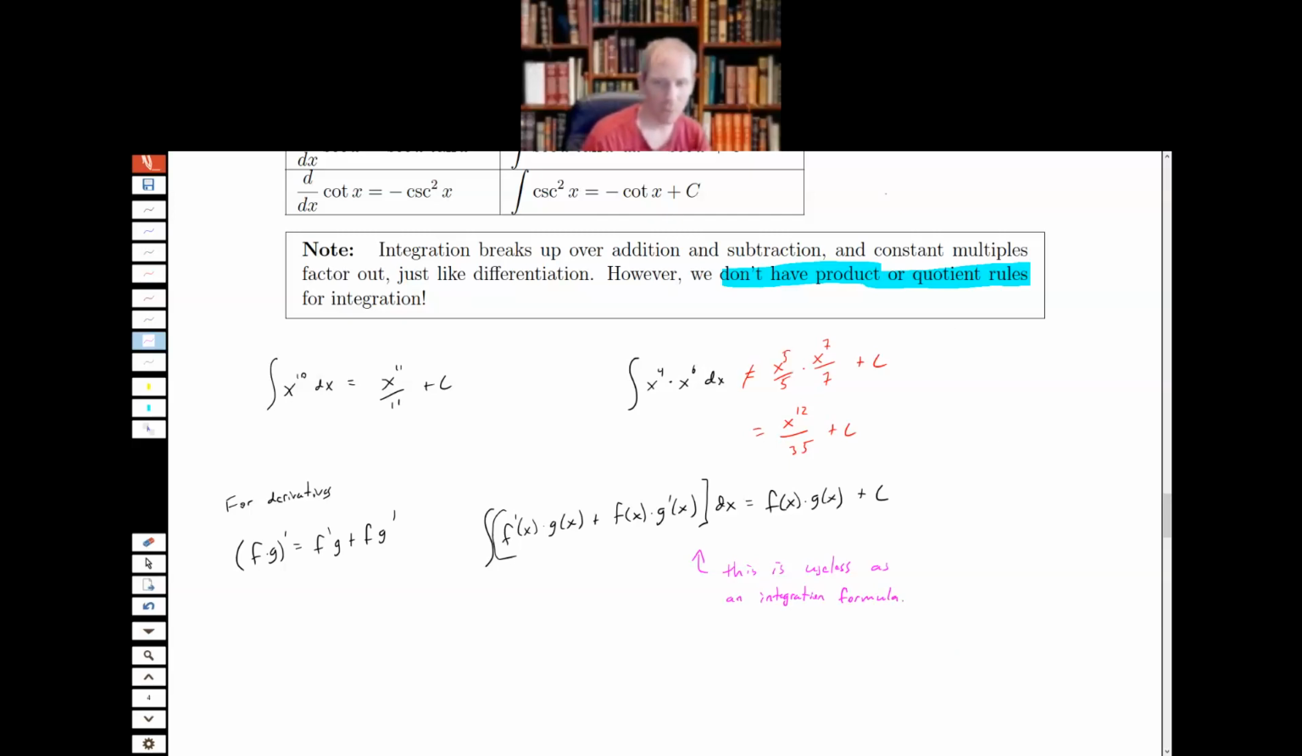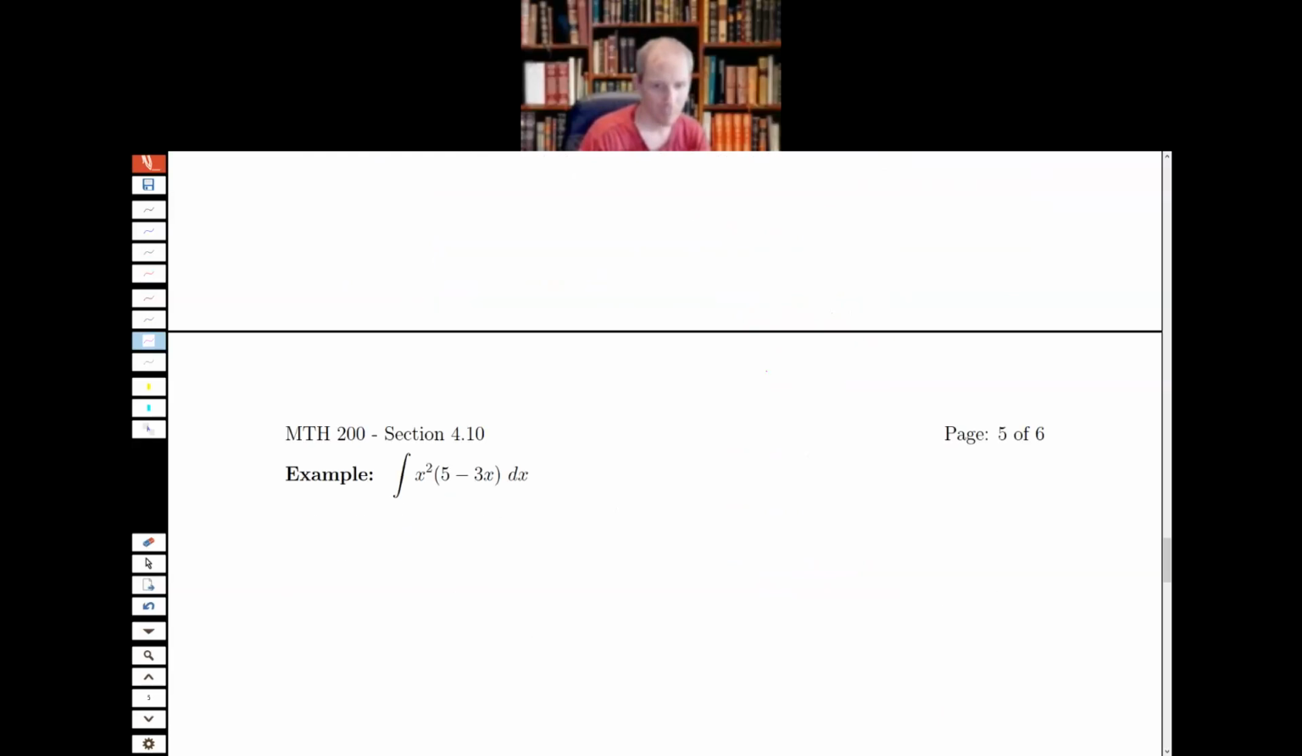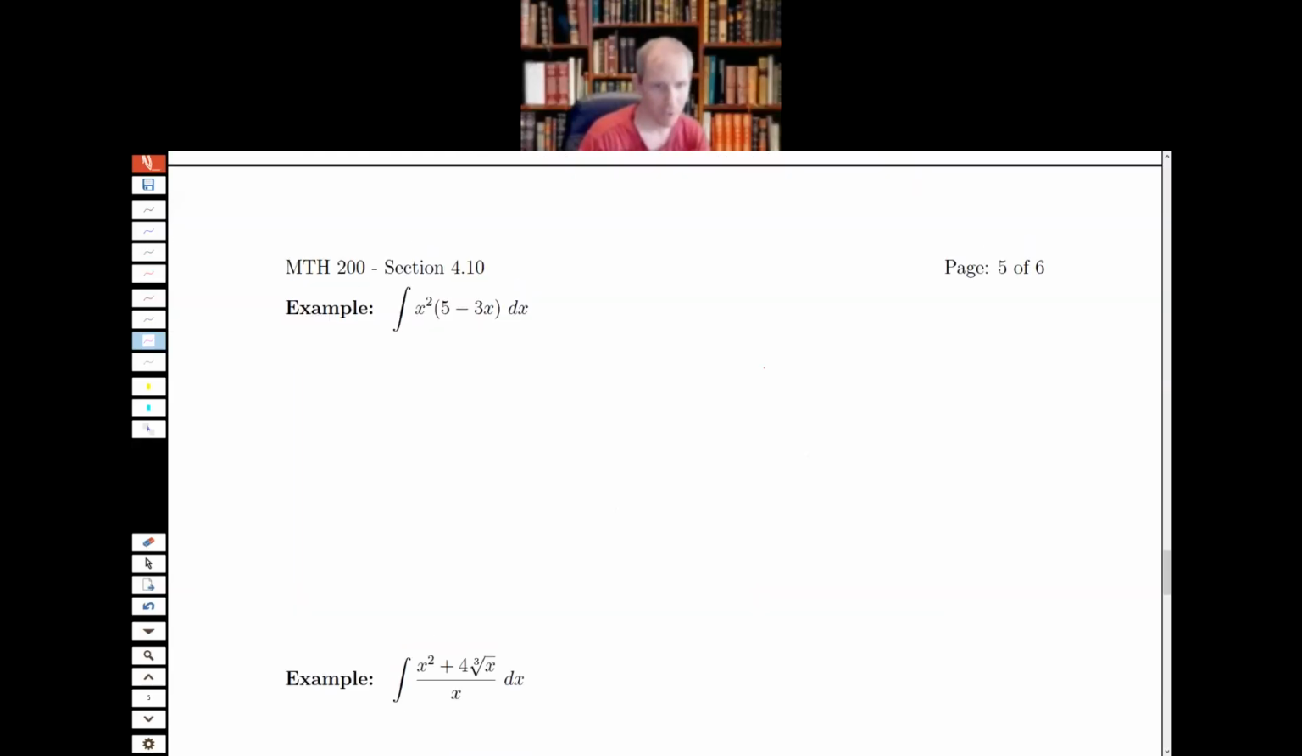Okay, so what I just want to emphasize is no product rules. You can't integrate a product. Okay, so let's look at an example. And of course, here's my first example, integrate a product, right? So you can't start by integrating because we don't have a product rule for integrals. So what we need to do is some algebra first to turn this into something that we can use our rules on. So what I'm going to do is just distribute the x squared. So I have 5x squared minus 3x cubed. And now there's no more product. So now we can use our integration rules.